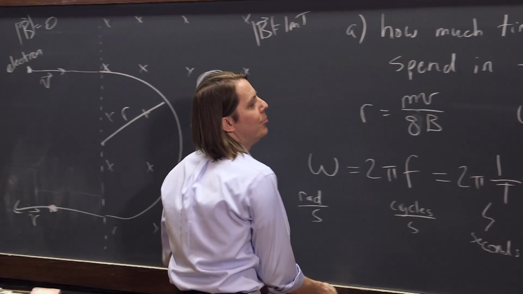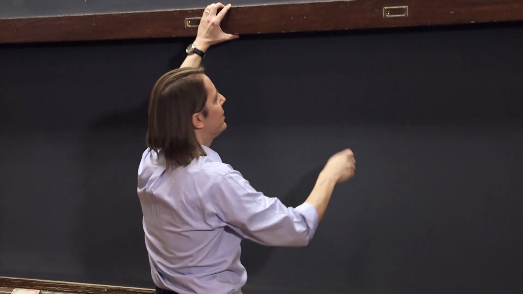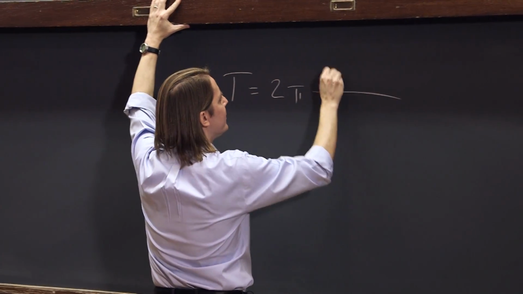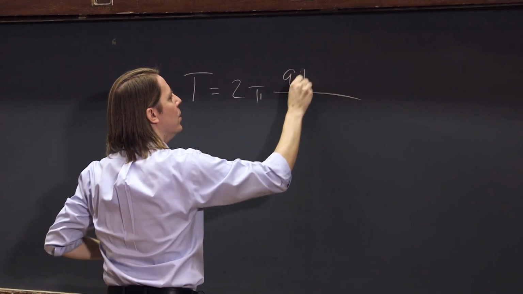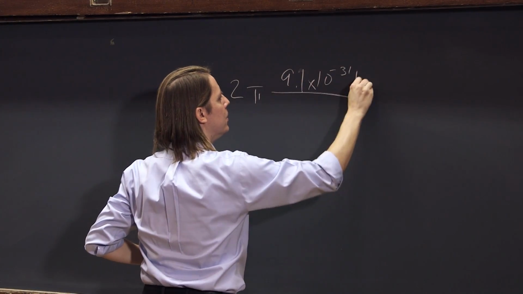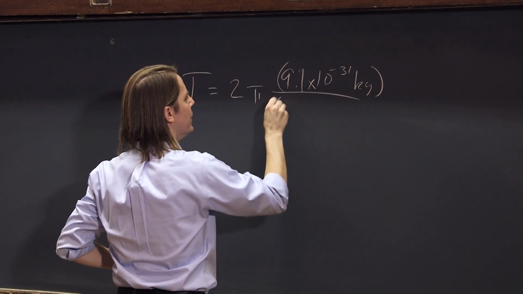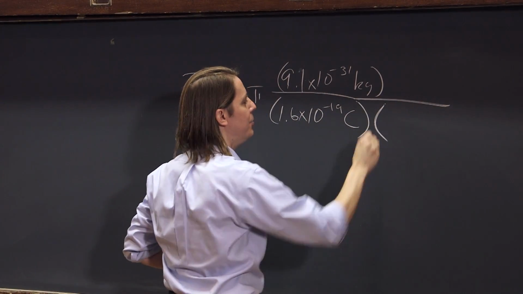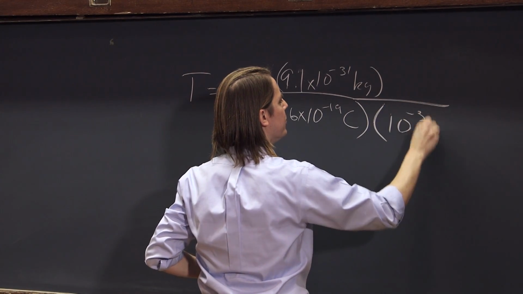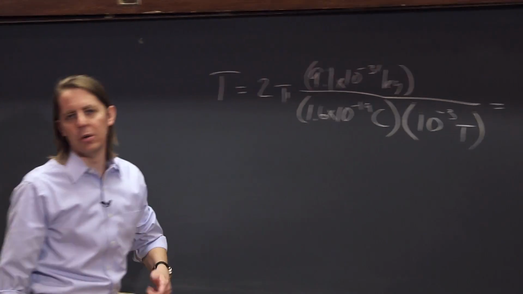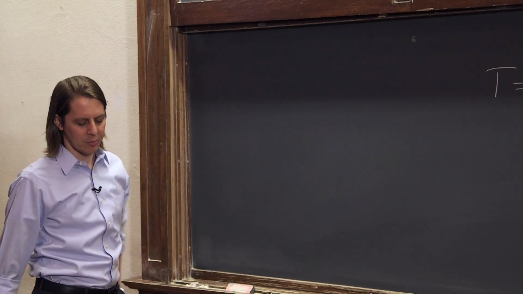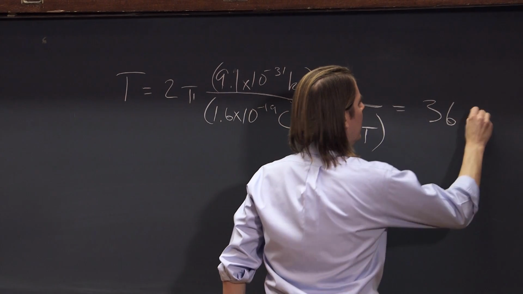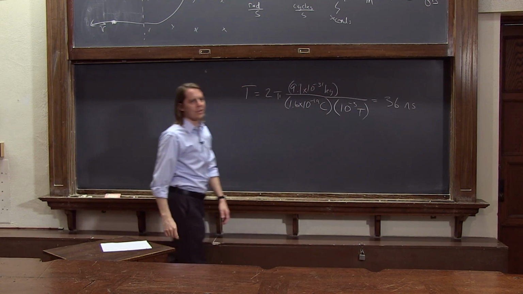So let's go ahead and start plugging in numbers, see what we get. Let's see, T, the period, is 2 pi. We know what those are. The mass is 9.1 times 10 to the minus 31 kilograms. And the charge is 1.6 times 10 to the minus 19 coulombs. And B was a millitesla. That's 10 to the minus 3 teslas. So if we do everything in MKS units, that's what we get, and therefore the answer is going to come out in seconds, but I'm going to put nanoseconds. It comes out to 36 nanoseconds.